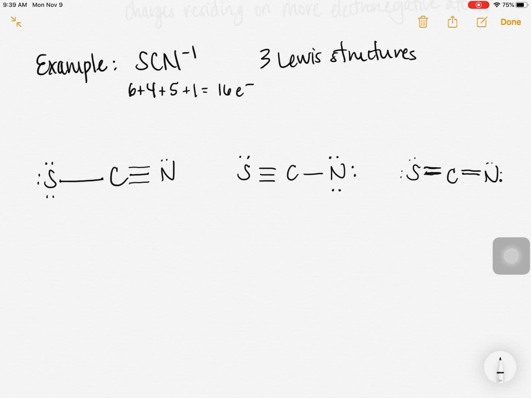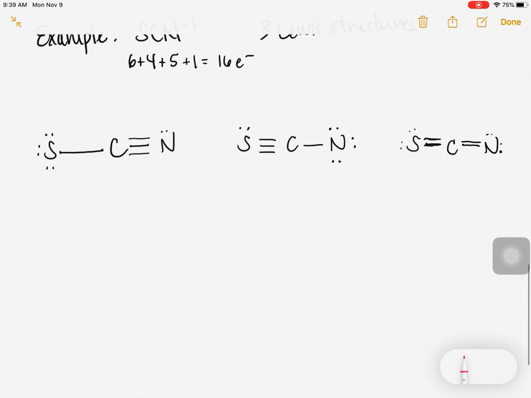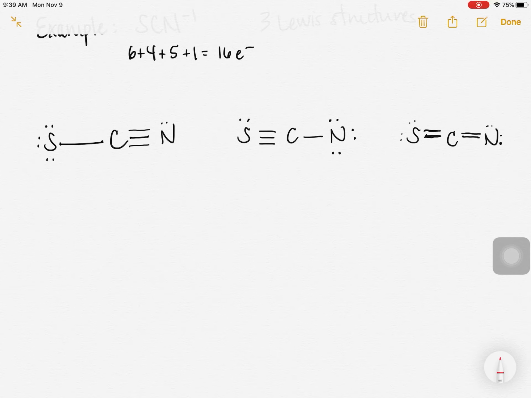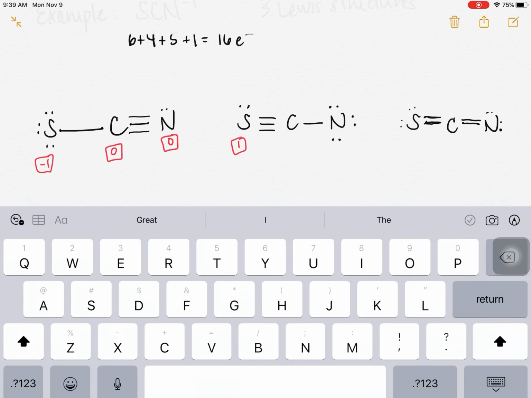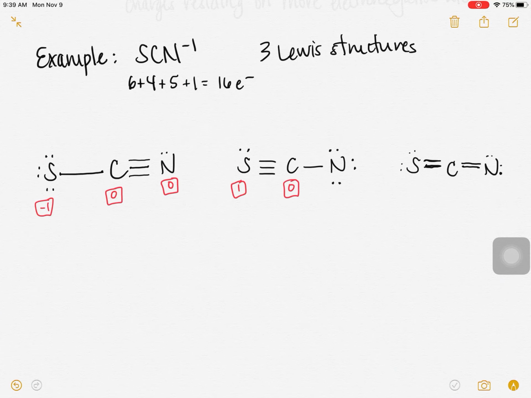So I now have 3 different Lewis structures, and now I'm going to attempt to pick the best one by calculating formal charge. So remember, valence minus assigned. So sulfur, 6 valence minus 7 assigned, it's a -1. Carbon, 4 valence minus 4 assigned, so 0. And nitrogen, 5 valence minus 5 assigned, so 0. In the middle picture, sulfur 6 valence minus 5 assigned, that's a +1. Carbon 4 valence minus 4 assigned is 0. And then nitrogen is 5 valence minus 7, so that's a -2.